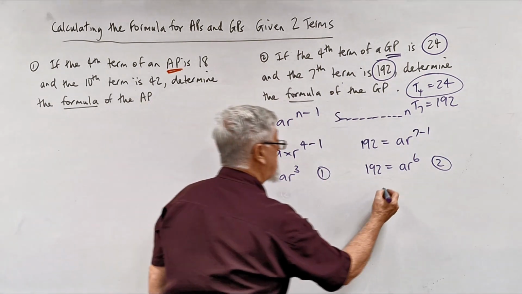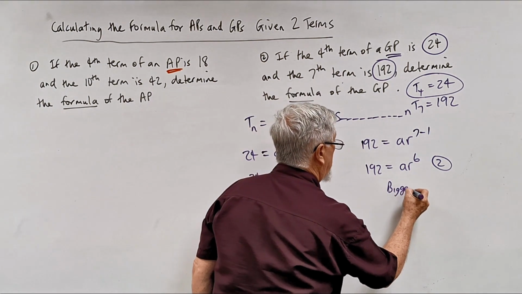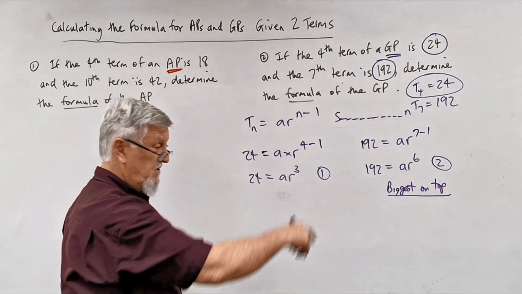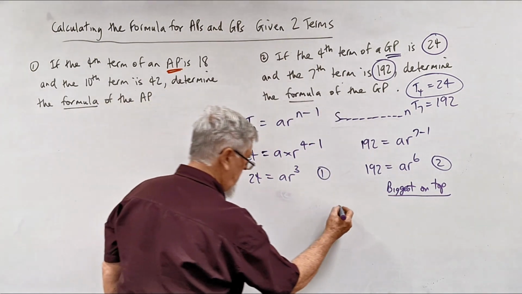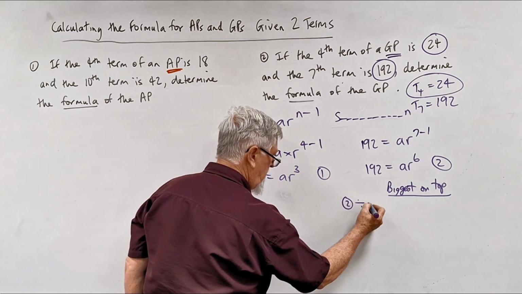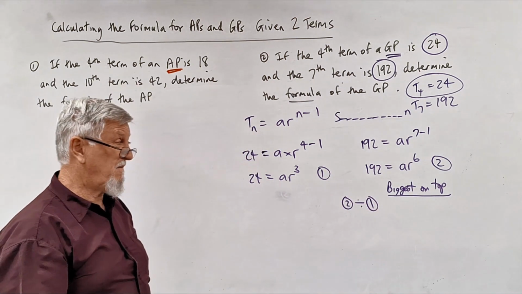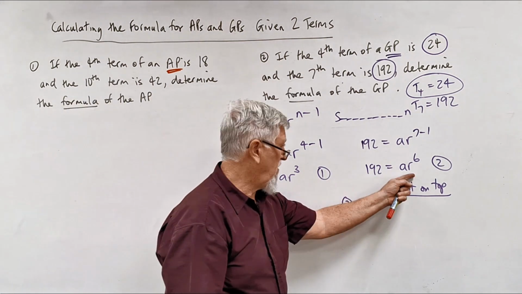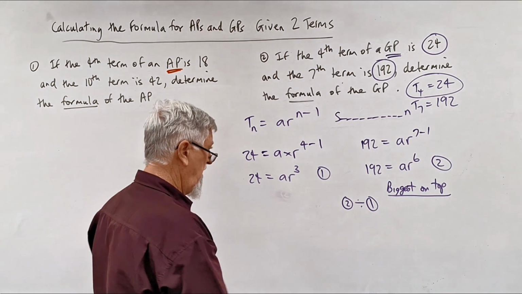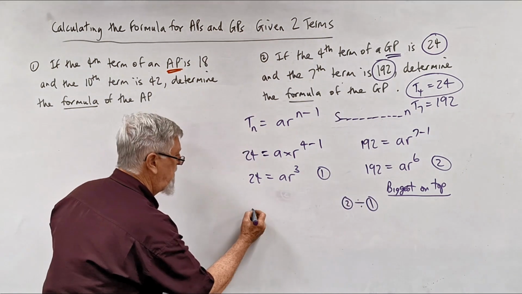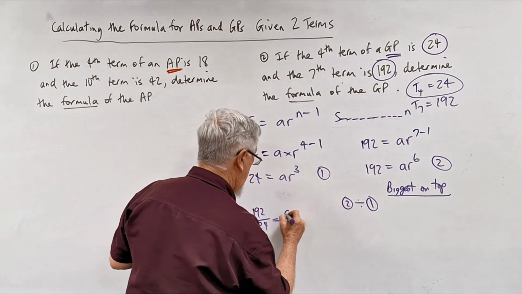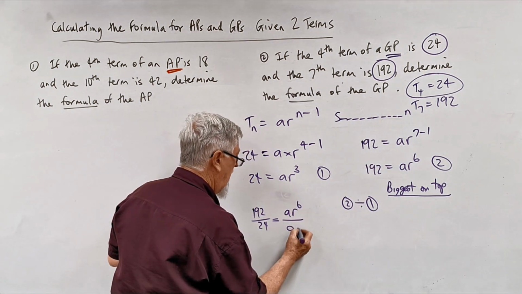Always pick the biggest one. Pick the biggest, and I'm going to say the biggest on top. So which one's bigger? That one's bigger, so it goes on top. Makes life a lot easier. So I'm going to write over here equation 2 divided by equation 1. Maybe it's the first time you've seen the real use of doing simultaneous equations when we're dividing. So what we're going to have is 192 on 24, and that's going to equal AR to the 6 on AR to the 3.